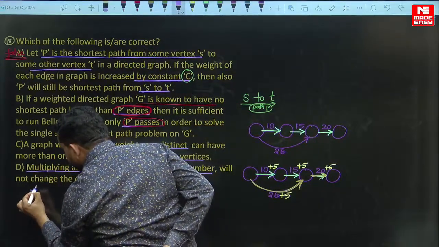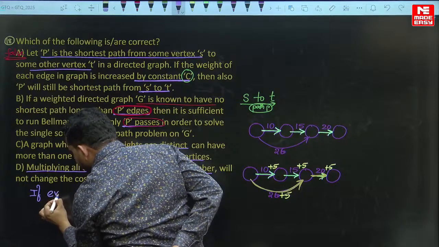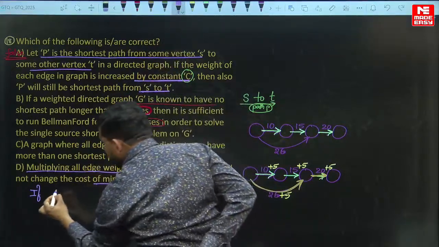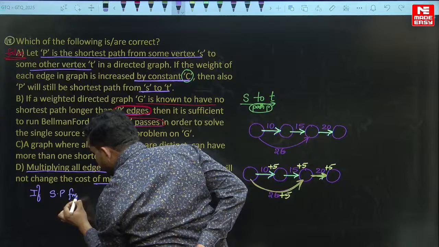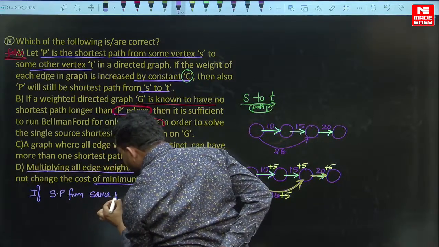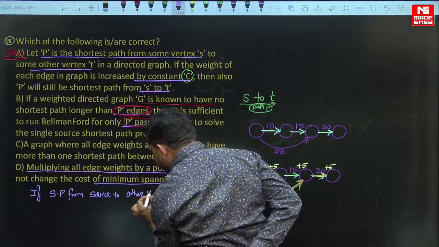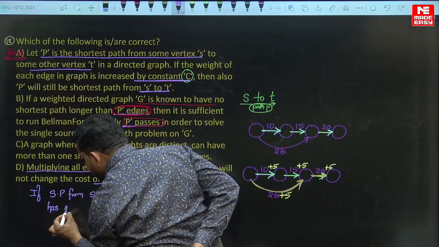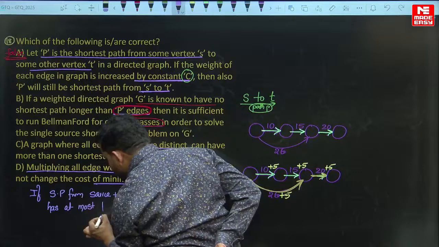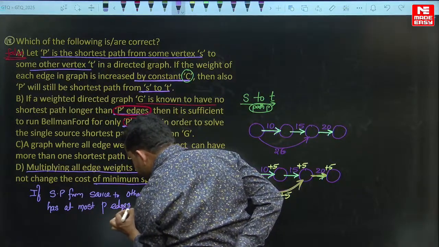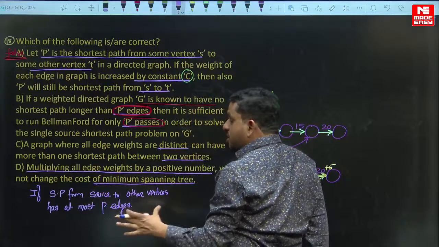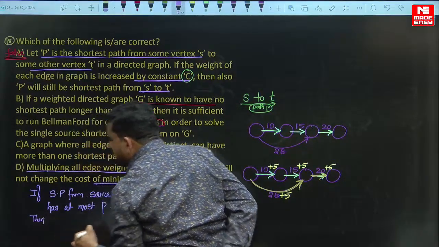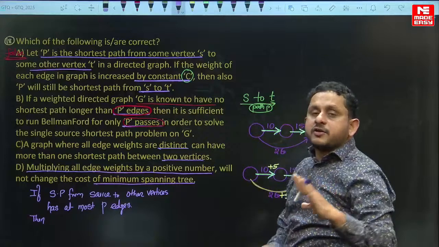If the shortest path from the source to other vertices has at most p edges, that is, no shortest path from the source to other vertices has more than p edges, then we need to apply edge relaxation on all edges for p iterations, and you are guaranteed to get the shortest path.